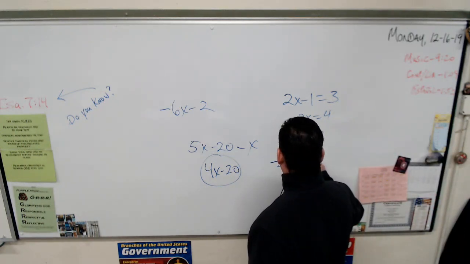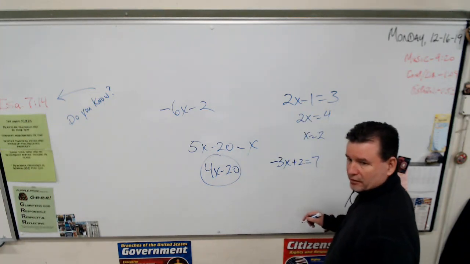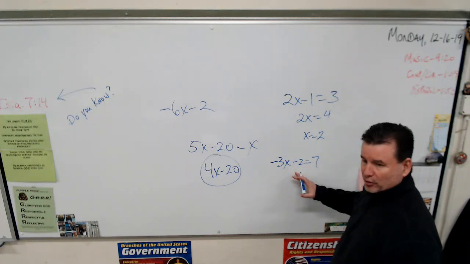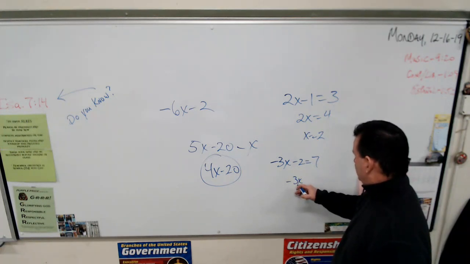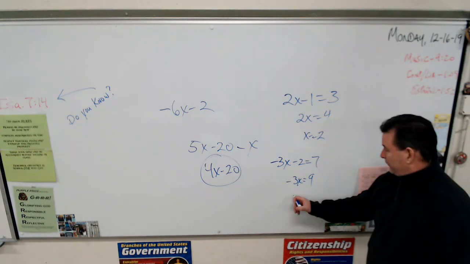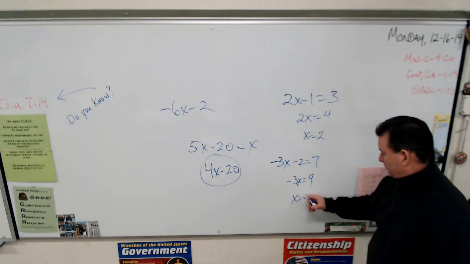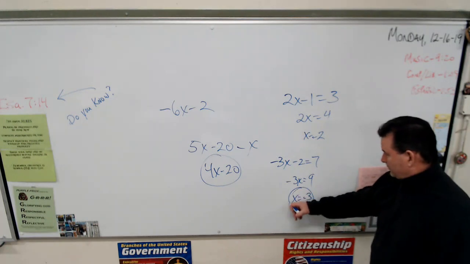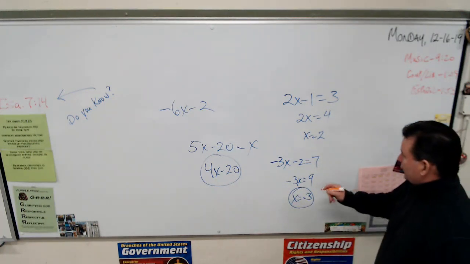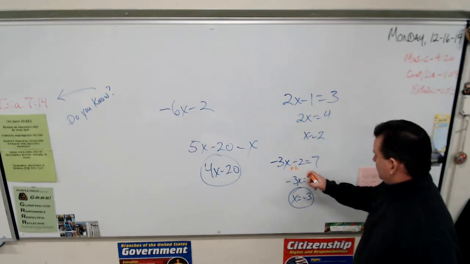It looks like this: -3x plus 2 equals 7. I'm sorry, this is minus 2, wasn't it? You got to add 2 to both sides. Now you got to divide both sides by -3. I had to add 2 to both sides.